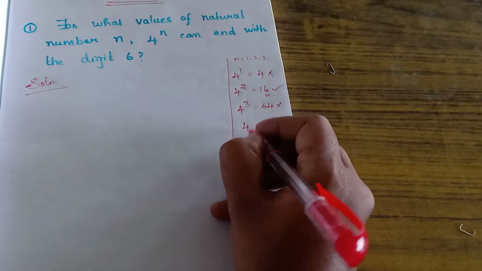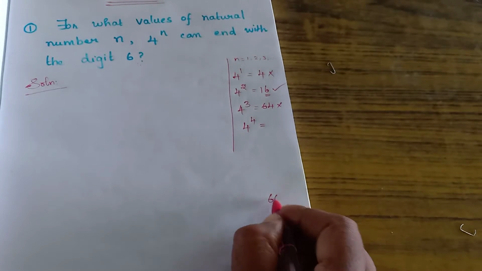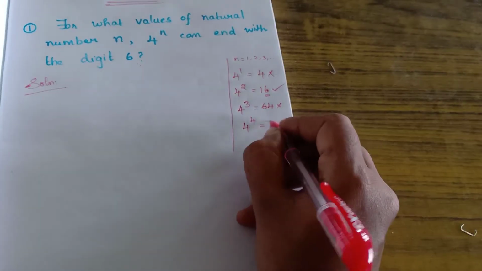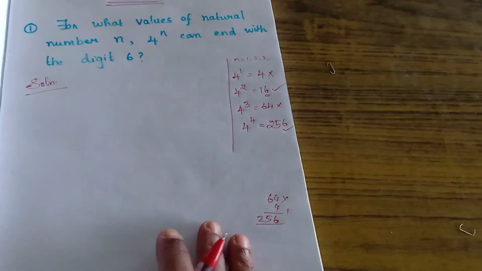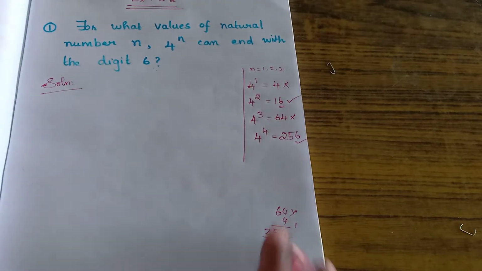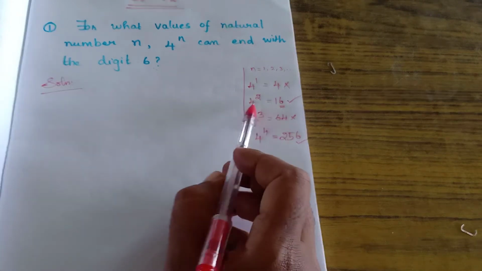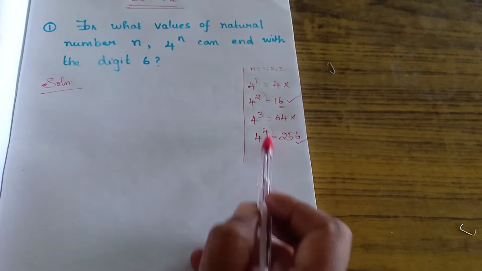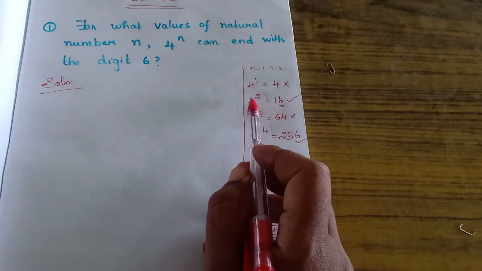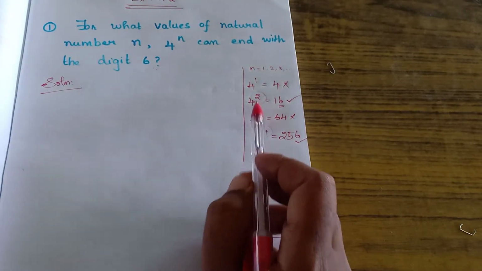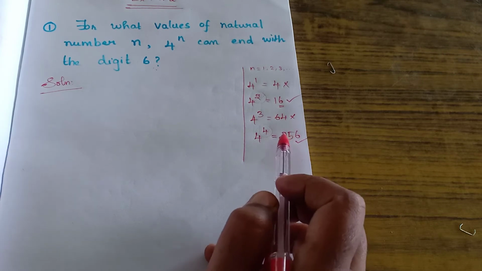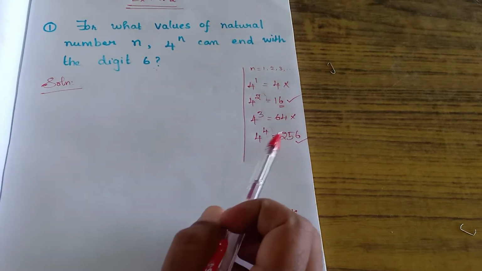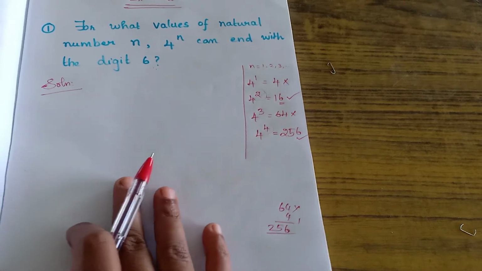4 power 4 is 64 into 4. 4 4s are 16, plus 8, 24, 25. So 256. Yes, ending with the digit 6. So listen carefully. When n equal to an even number, when n equal to 2, 4, then 6, 8, so when n is an even number, this number ends with the digit 6. Okay, so this is the rough work, you can check. Now write the concept clearly.